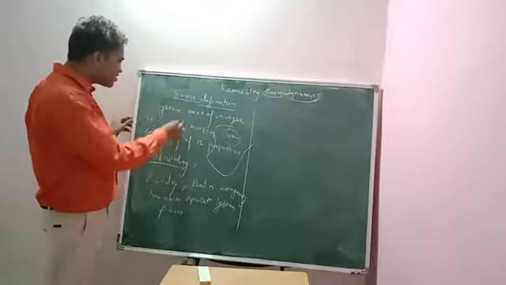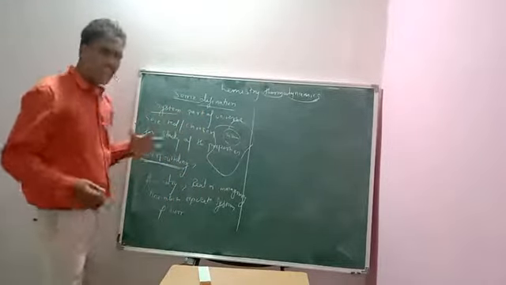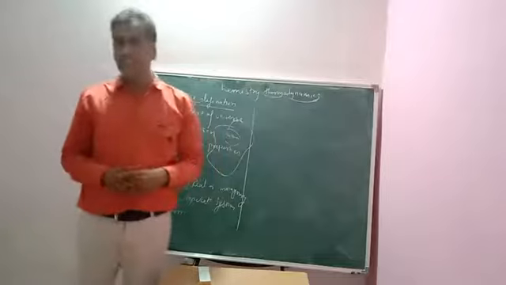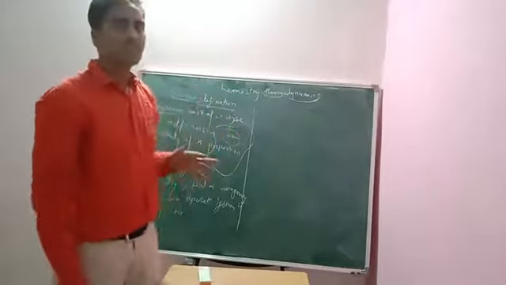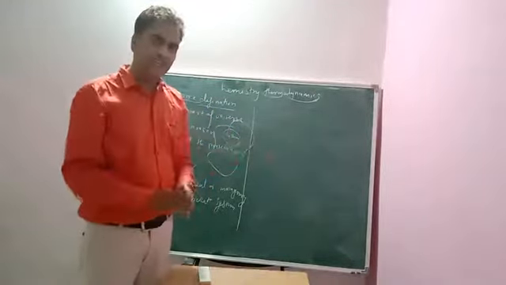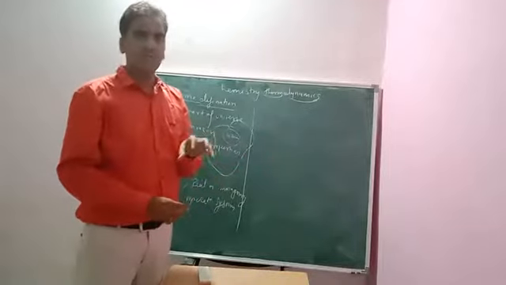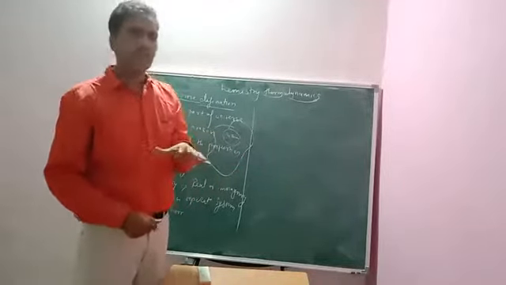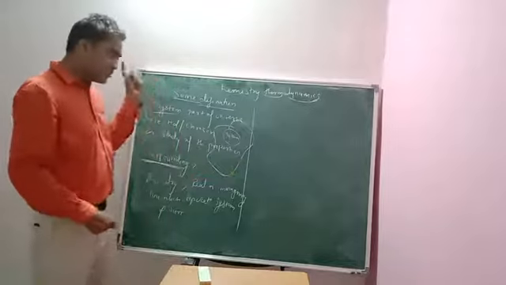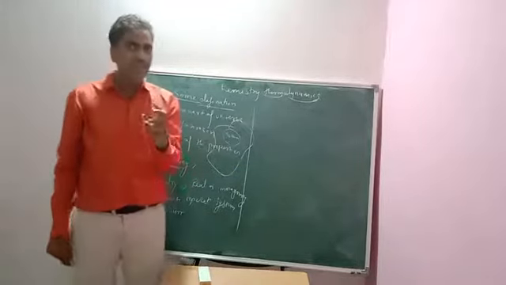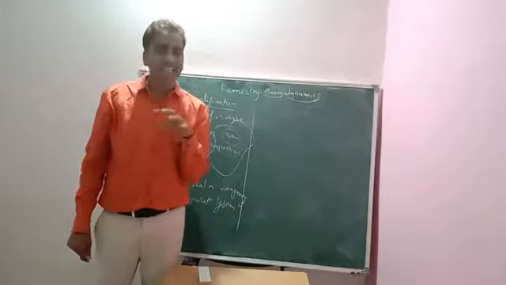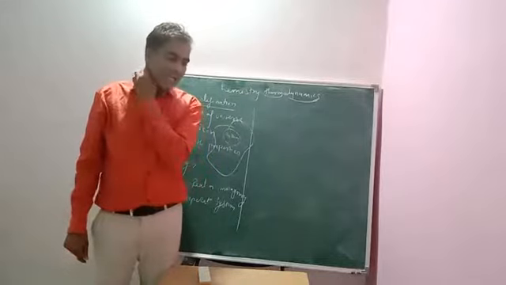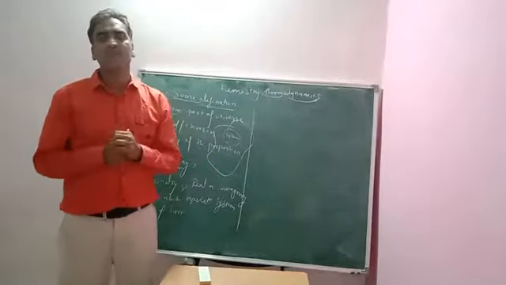And by combination of system, surrounding and boundary, we define a universe. So whole universe, in that plants, animals, air, water, all are present. Out of these, one part is selected for study. That is called as system. And the remaining is considered as surrounding.